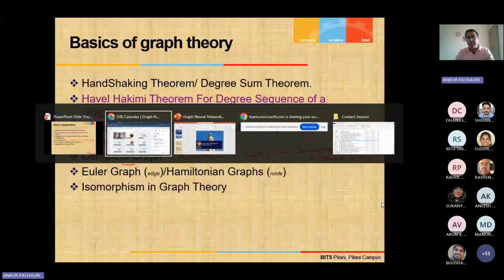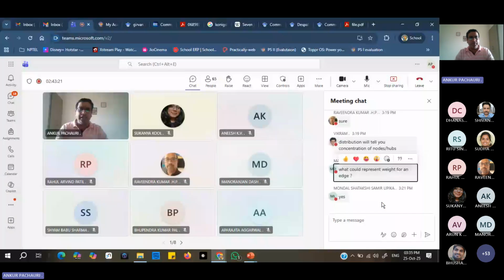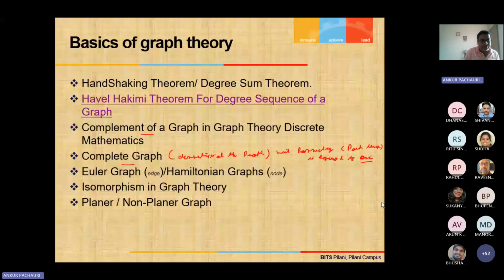I think 5 minutes are left. I should not start with this isomorphism. I'll skip this as of now, because it requires around 10 minutes to explain isomorphism. So I'm skipping this isomorphism.